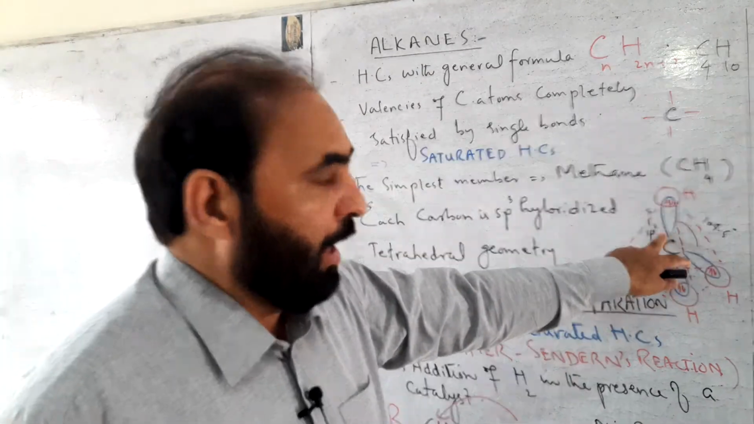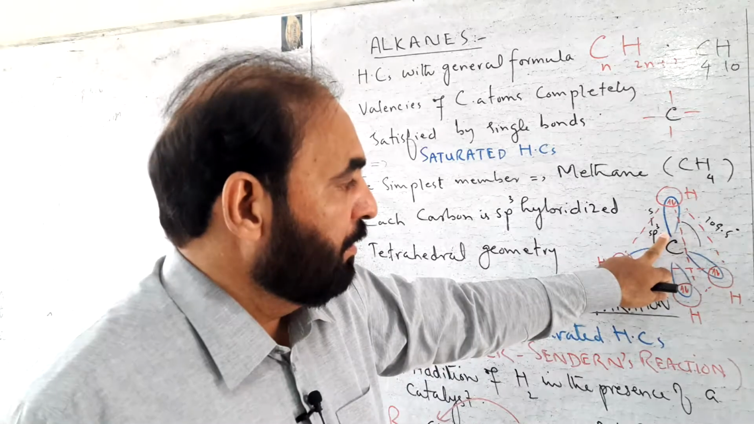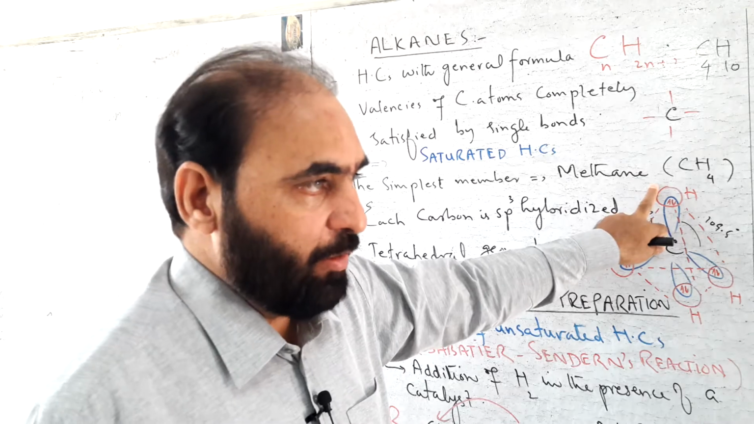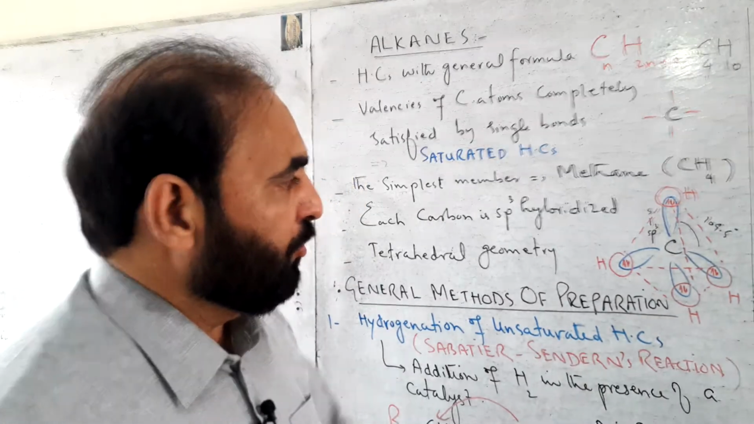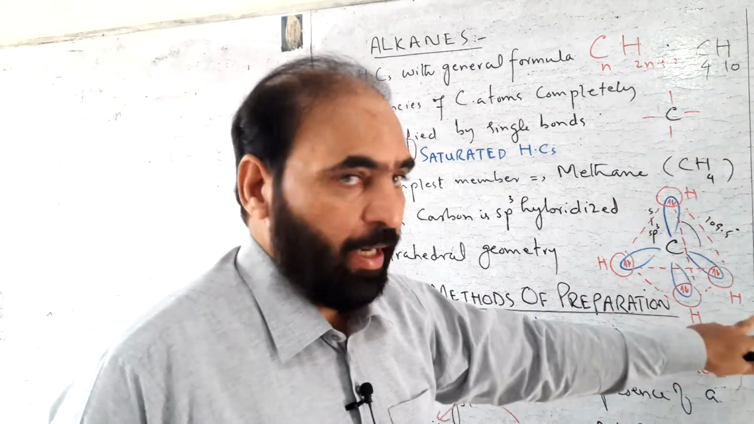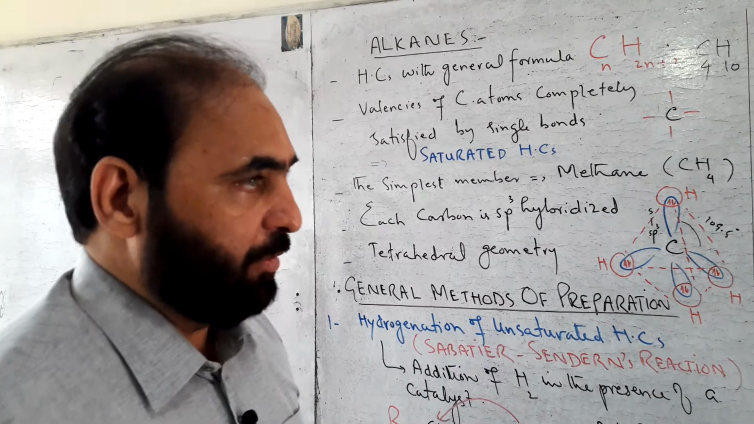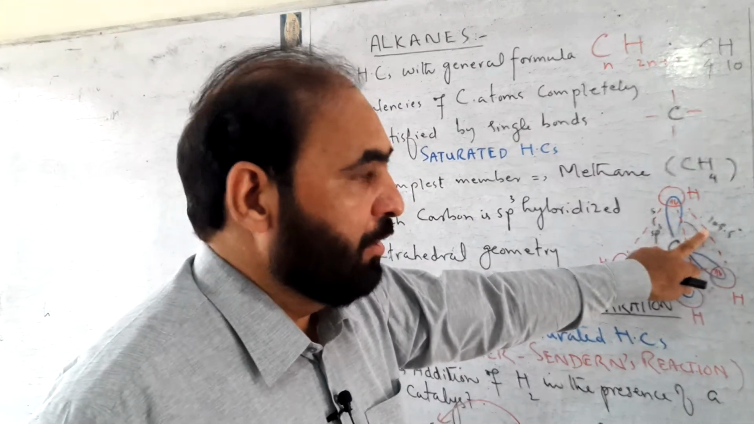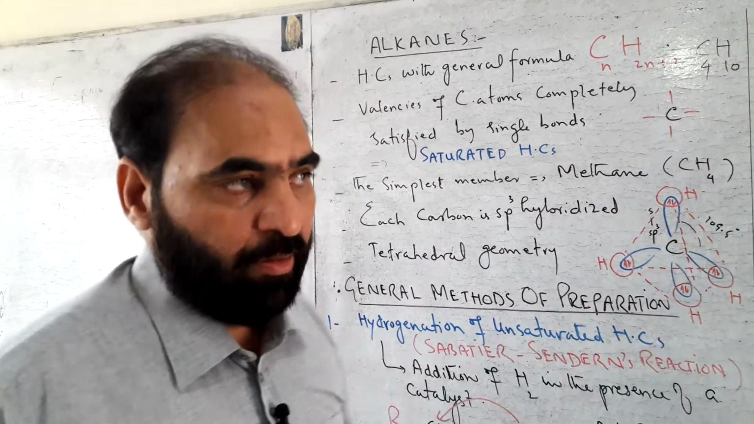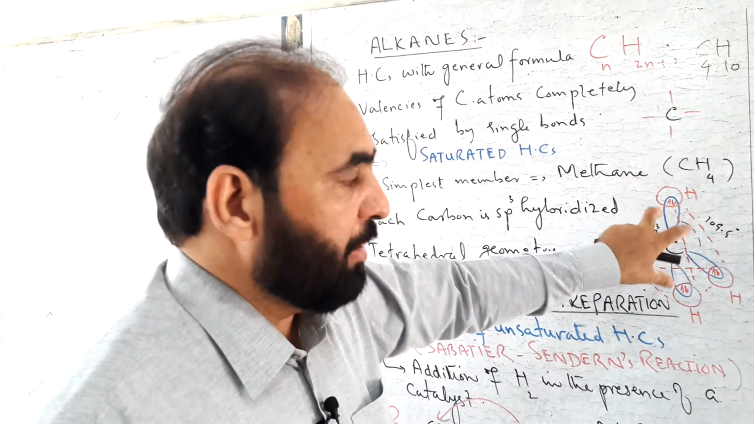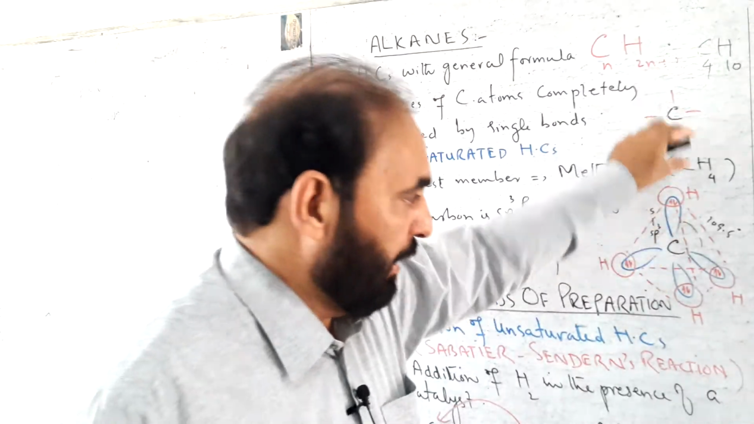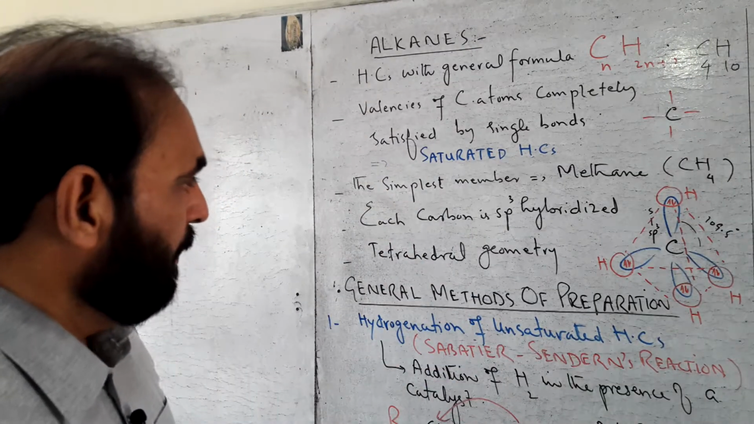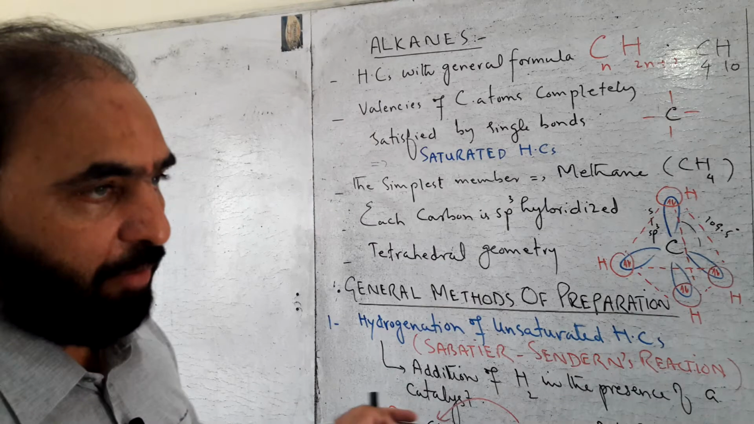Each sp3 hybrid orbital of carbon is overlapped with the s orbital of hydrogen. 4 hydrogen atoms are located at corners of the tetrahedron with an angle of 109.5 degrees. So this is the geometry or shape of methane, which is the first member of this class, alkanes. So these are general features of the alkane family.